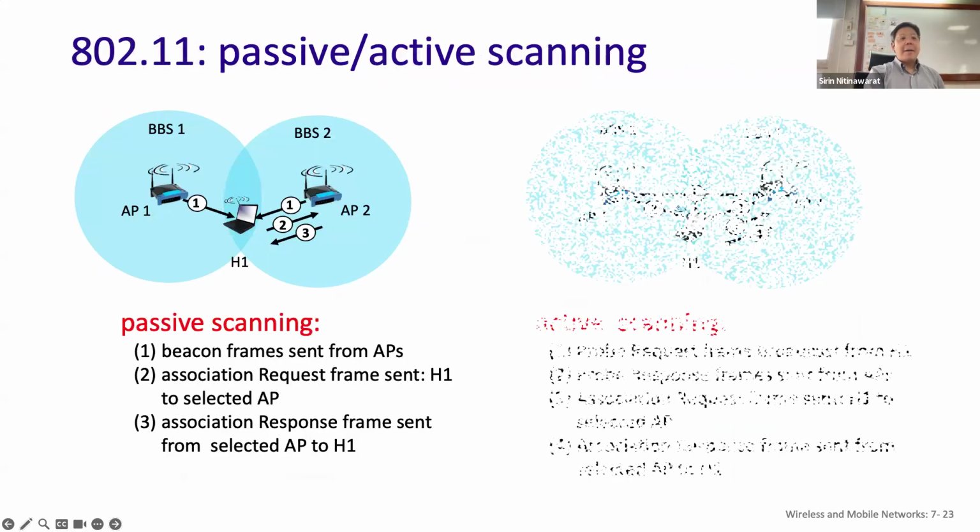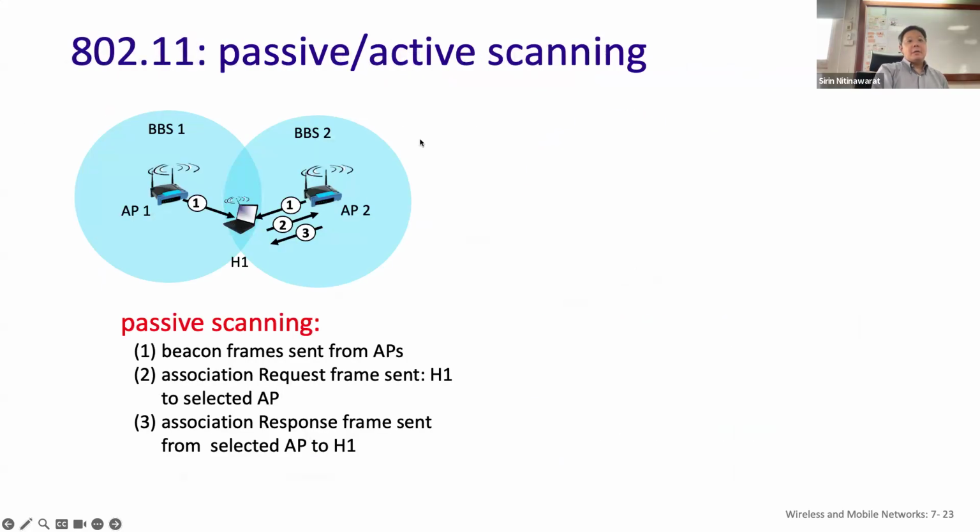Here, let's talk about passive scanning of beacon frames by the mobile devices. Consider two nearby APs. They can both broadcast the beacon frames. If this mobile device is further on the left, it can possibly hear only the beacon frame from here. So in that case, it's easy.